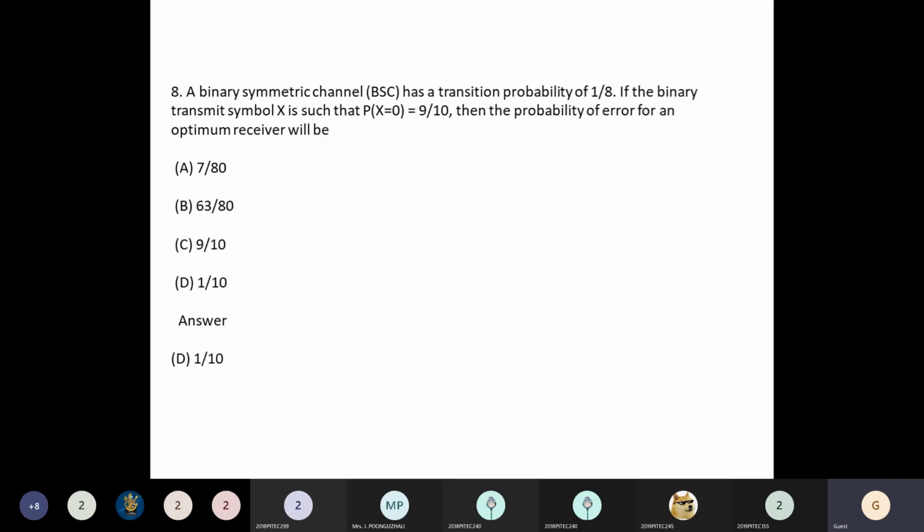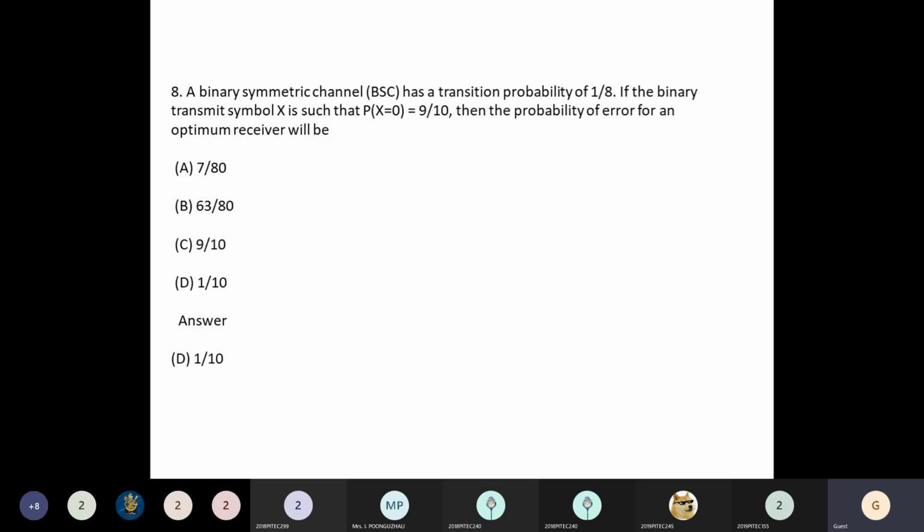I read the question once again. A binary symmetric channel has a transition probability of 1 by 8. If the binary transmit symbol X is such that P of X equal to 0 equals 9 by 10, then the probability of error for an optimum receiver will be: option A 7 out of 80, option B 63 out of 80, option C 9 out of 10, option D 1 out of 10.